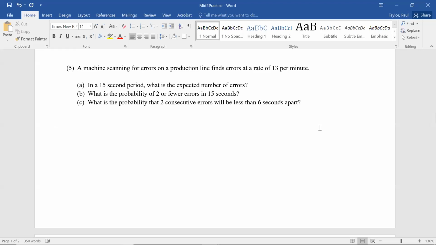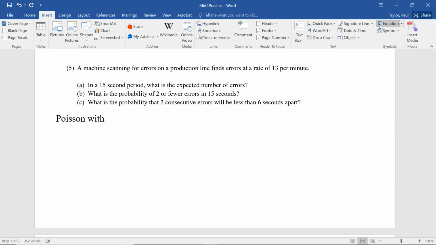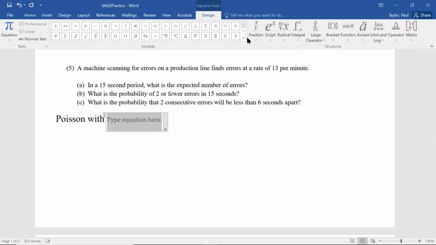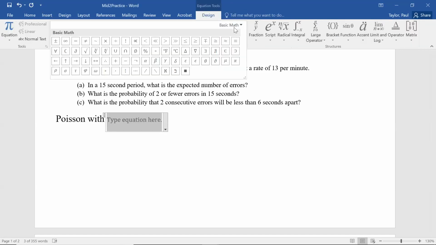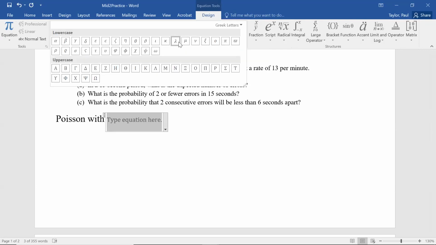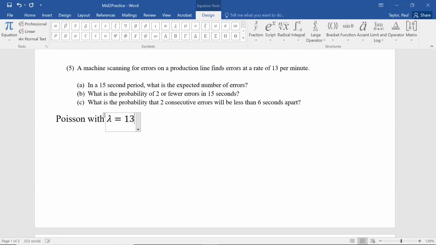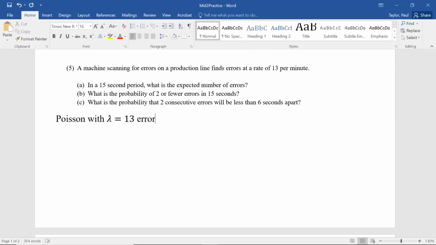So these are Poisson and exponential interarrival time type questions. This is really like a Poisson with a lambda of 13 errors per minute. So my lambda is equal to 13 errors per minute.